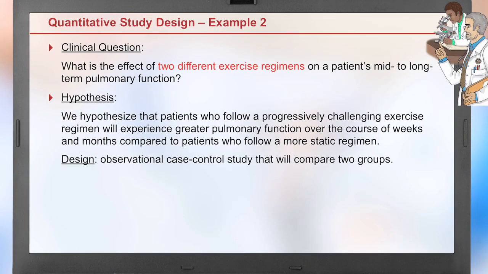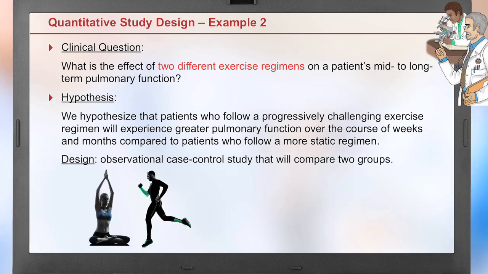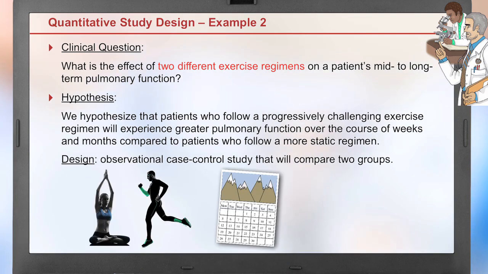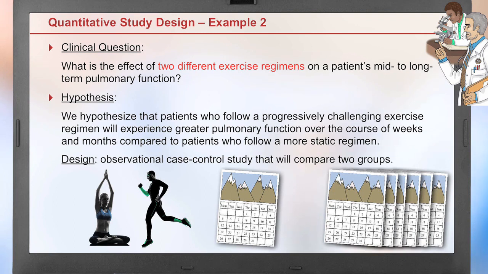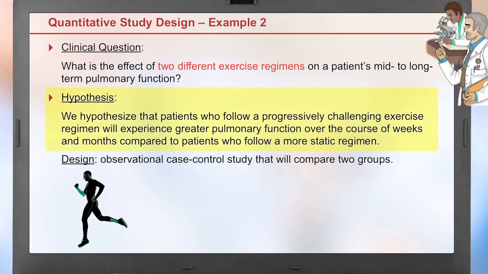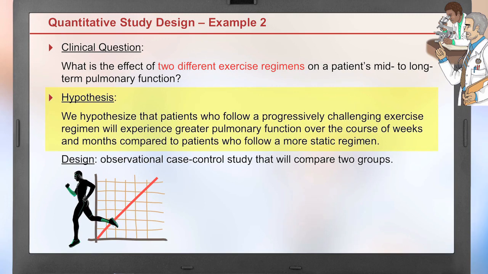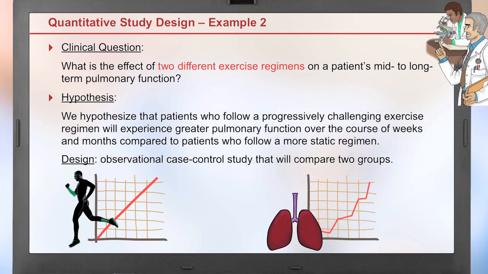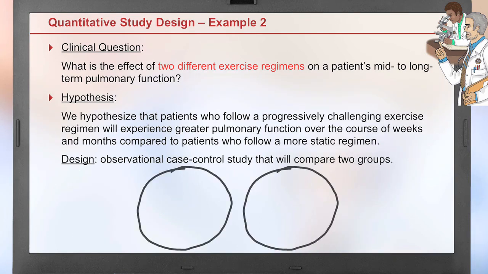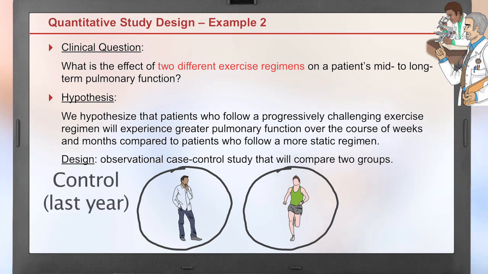In Module 2, our second clinical question was whether varying exercise types for patients could lead to short and long-term changes in pulmonary function. Our hypothesis was that patients who follow a progressively challenging exercise regimen will exhibit greater pulmonary function over several weeks and months. Using a case control design, we could compare the two groups. Group 1, or patients from a prior year, would not have varied their clinically standard exercise regimen. Group 2, or patients from the current year, will progressively increase the difficulty and duration of their physical activity.